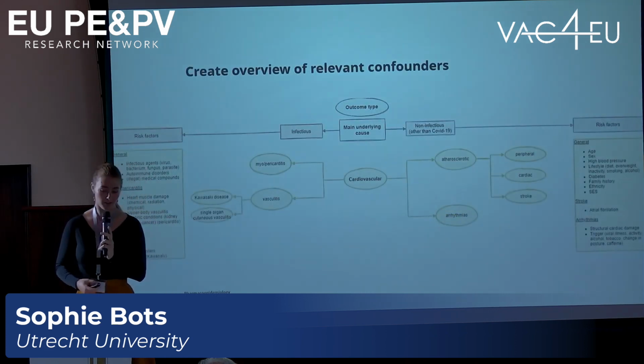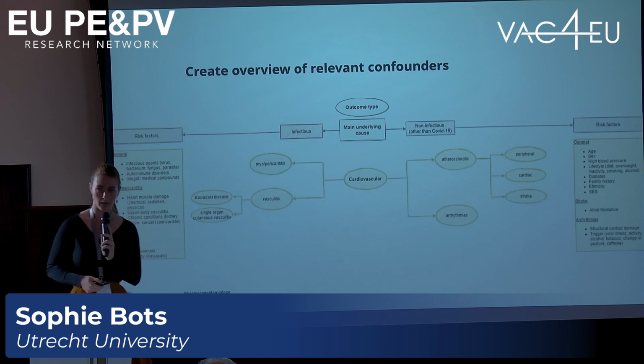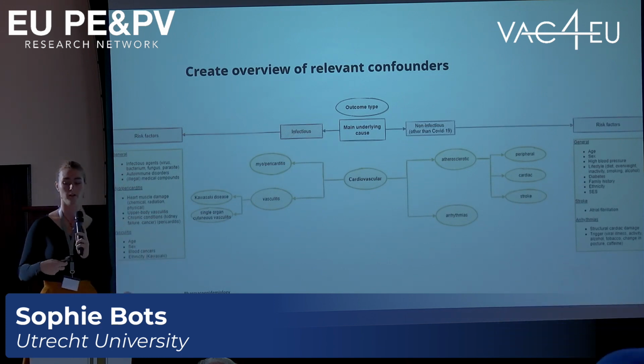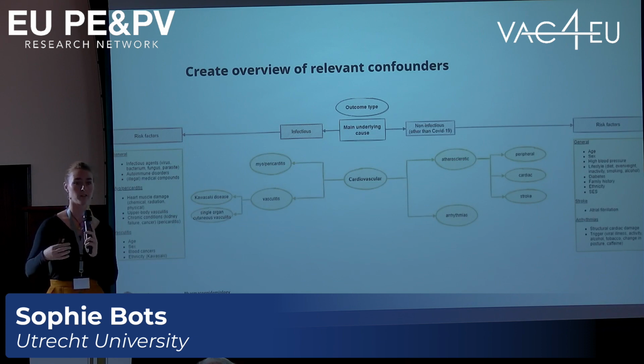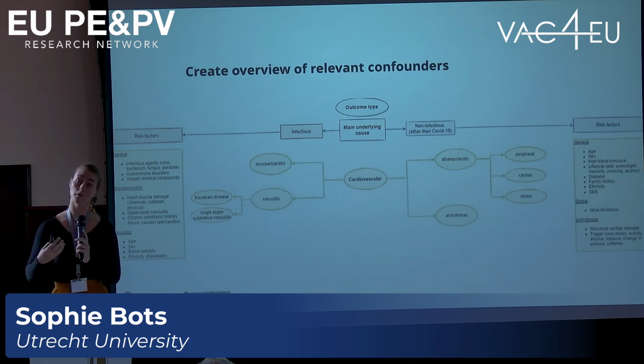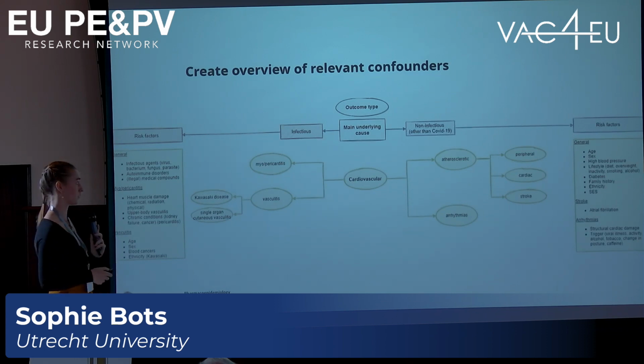But where I started actually was making an overview of all the adverse events of interest that we had and trying to figure out what is the confounding structure, so all these relevant confounders that we need to think of for each of these outcomes, because that is the basis for selecting the negative control. First, you need to know what the confounding structure is.